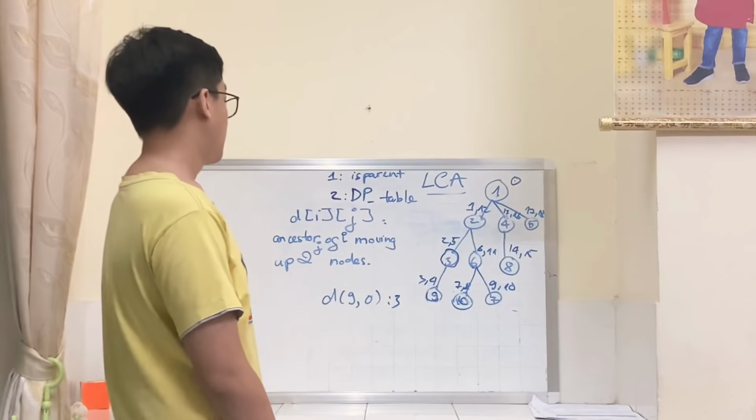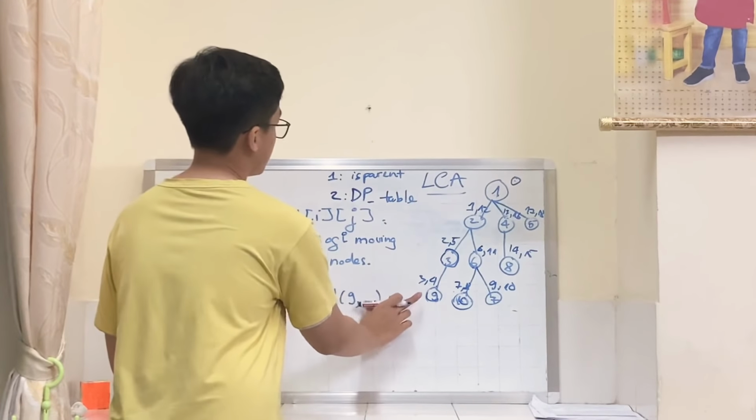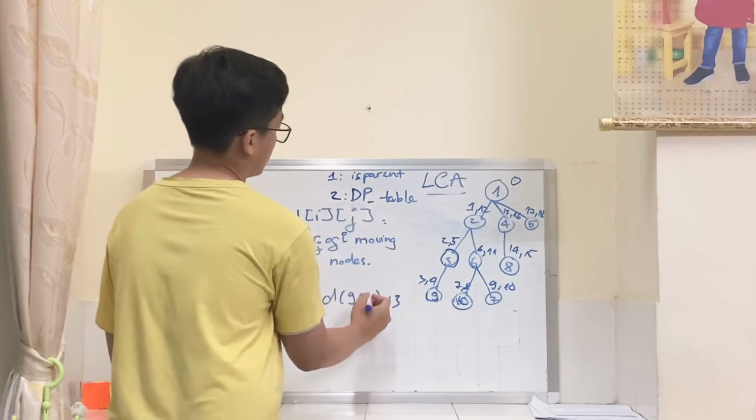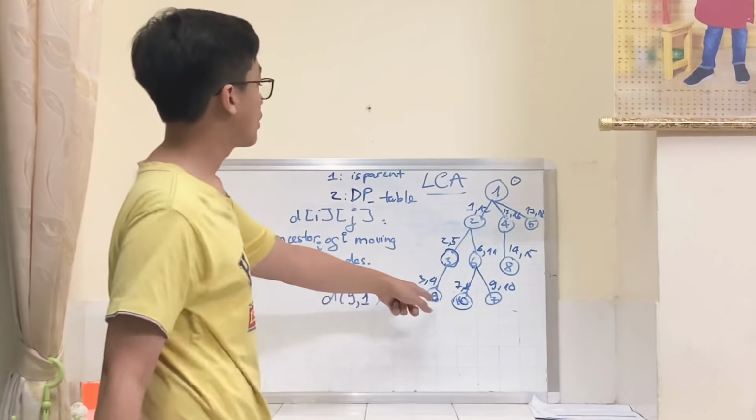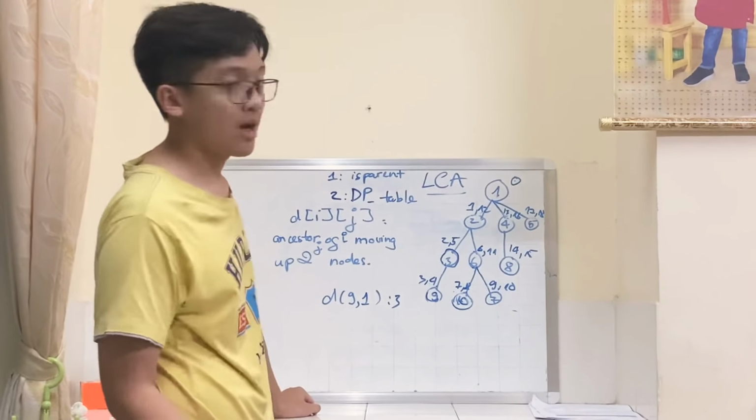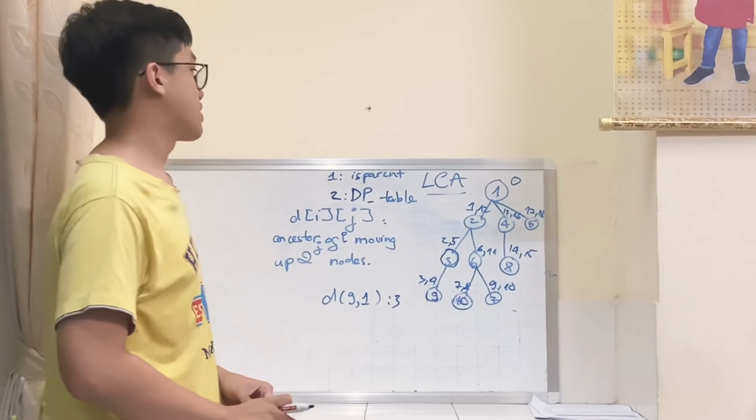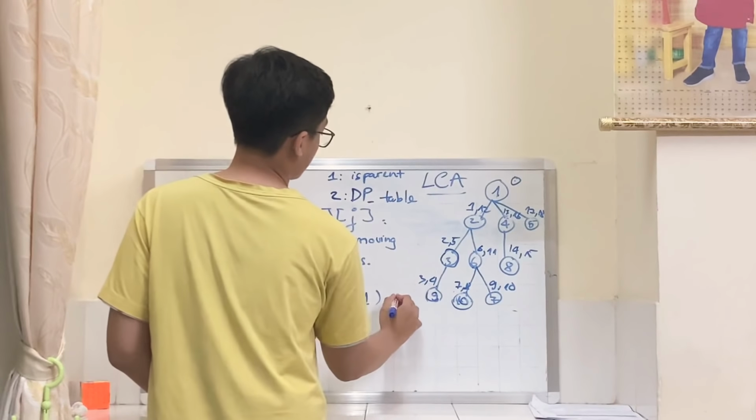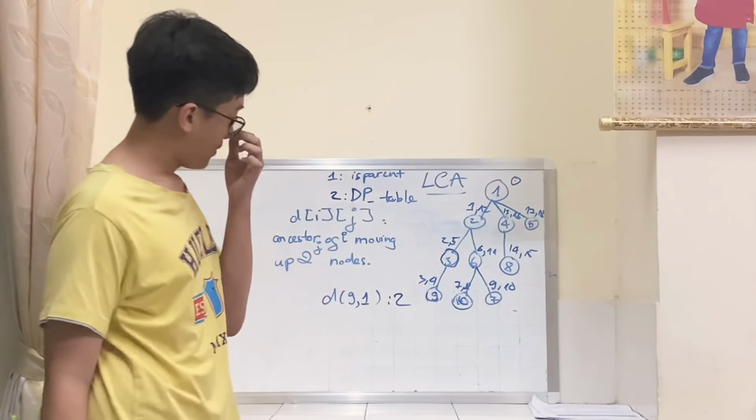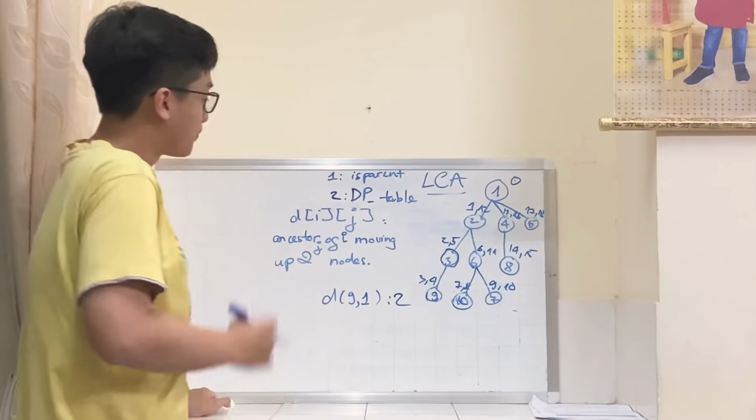And for example, D[9][1] will be the ancestor of 9 by moving up 2 to the power of 1 nodes, which is 2 nodes. Here it will be 2. Easy, right?